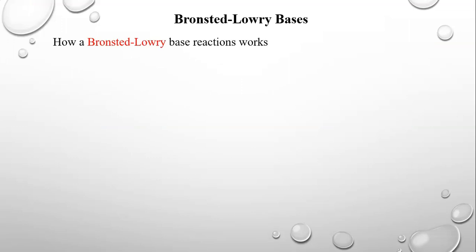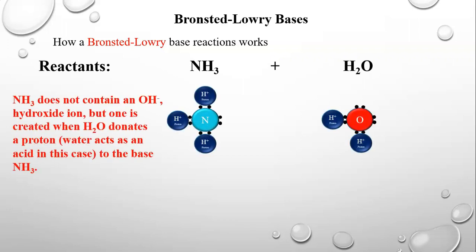How a Bronsted-Lowry base reaction works. So here's an illustration. You have reactants NH3 plus H2O. There's NH3, there's H2O. NH3 does not contain an OH minus, hydroxide ion, but one is created when H2O donates a proton, so water acts as an acid in this case, to the base NH3.